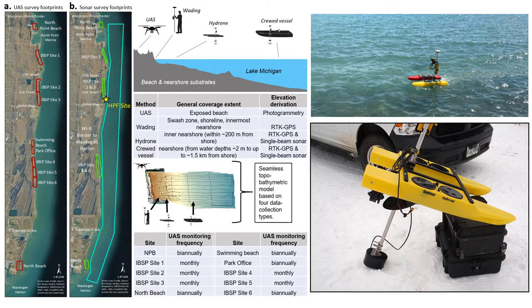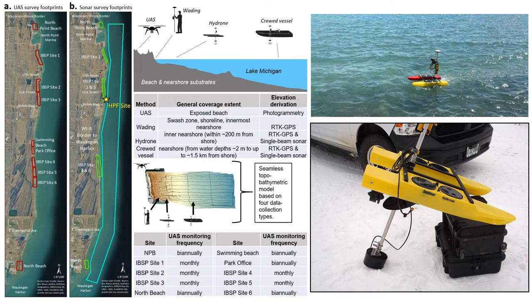Bathymetric monitoring locations are paired with the drone sites. The map to the left shows the survey footprints for both. In burgundy red, the aerial drone survey areas. In green, in the panel B, those are the nearshore or innermost nearshore survey footprints that we tackle with the remotely controlled pontoon vessel you see in the images on the right, and then the larger footprint, which is outlined in blue, that's done with a crewed vessel.